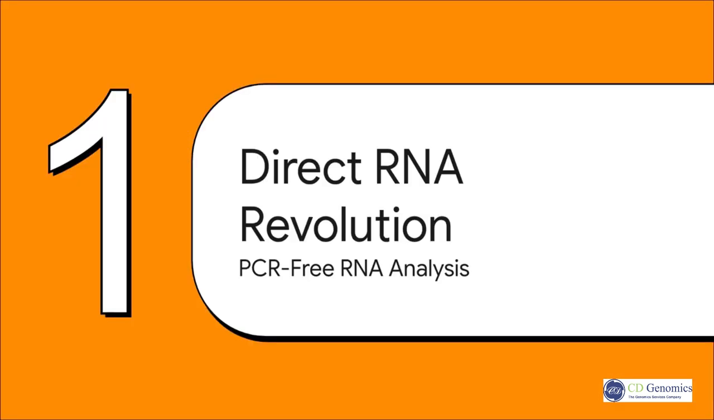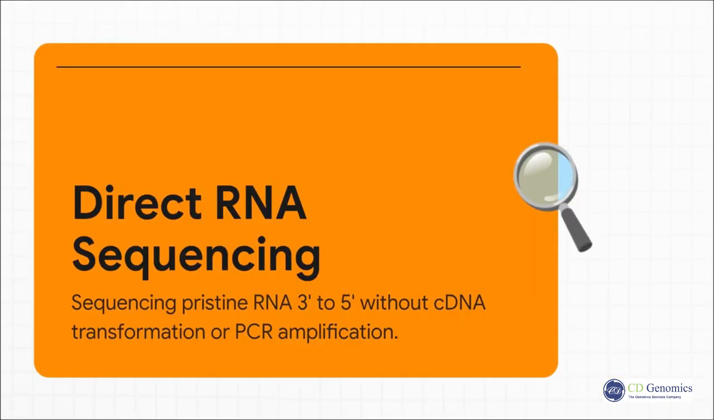The direct RNA revolution, focusing on PCR-free RNA analysis. So, what exactly is direct RNA sequencing, or DRS? Basically, by avoiding cDNA synthesis and PCR amplification altogether, this method completely eliminates amplification bias. This means we can preserve the intricate genetic architecture and those sophisticated post-transcriptional regulatory mechanisms exactly as they exist in nature. It's a PCR-free method that sequences pristine RNA structures right from the 3' end to the 5' end.